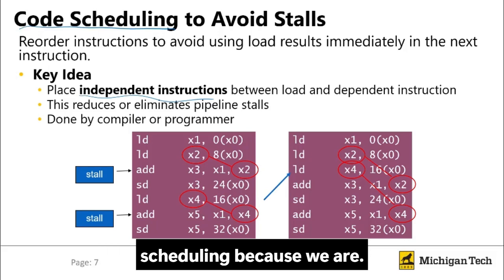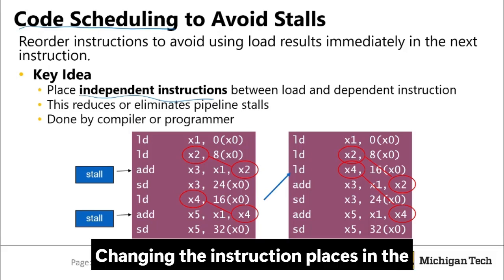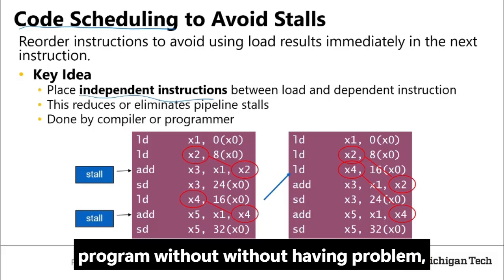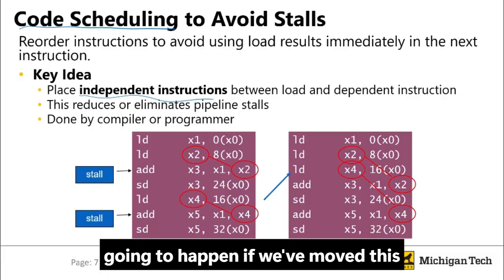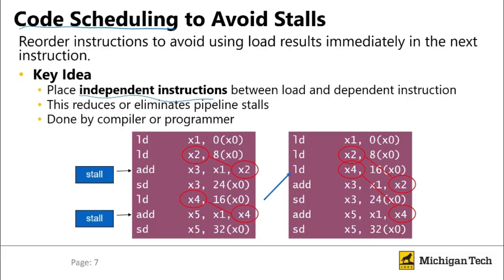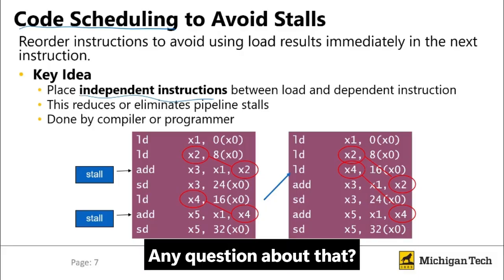Because we are changing the instruction places in the program without having problem. We need to see nothing is going to happen. If we move this from here, everything's okay. Any question about that?